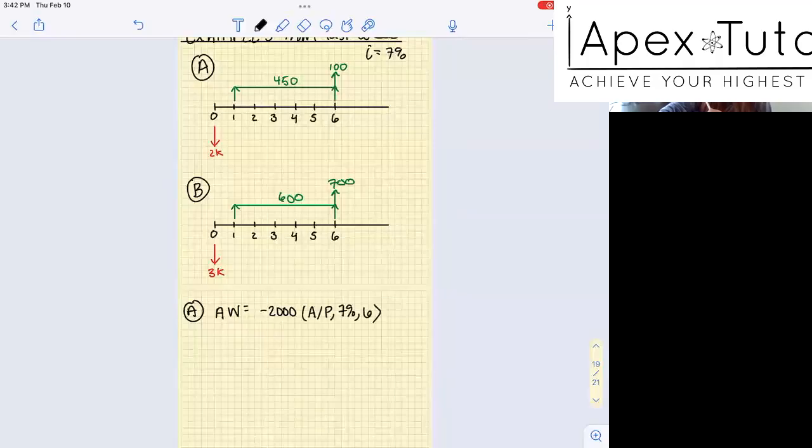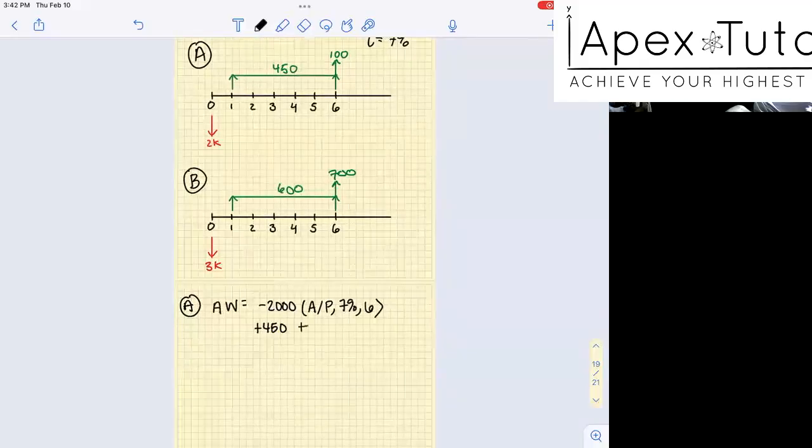That 450, is that positive or negative? Positive. Positive 450, and what do we multiply that by? Will we leave it alone since it's already like an annual payment? It's an annuity already. Very good. It's already an A. We want an A. We don't have to convert it at all. How about that 100? Is that positive or negative? Positive. What should we multiply it by? A over F, and then the interest and the years. Perfect.